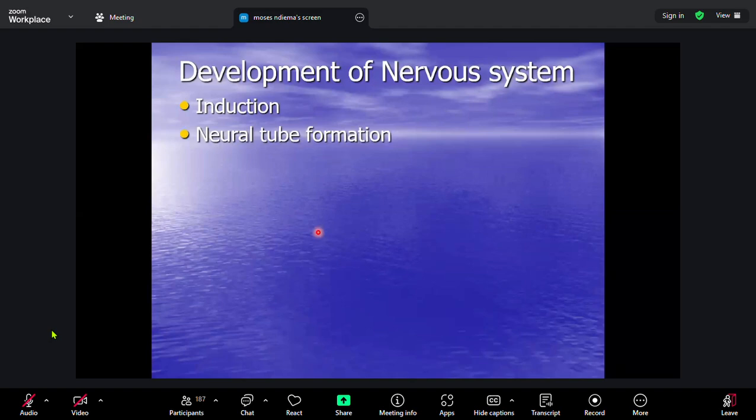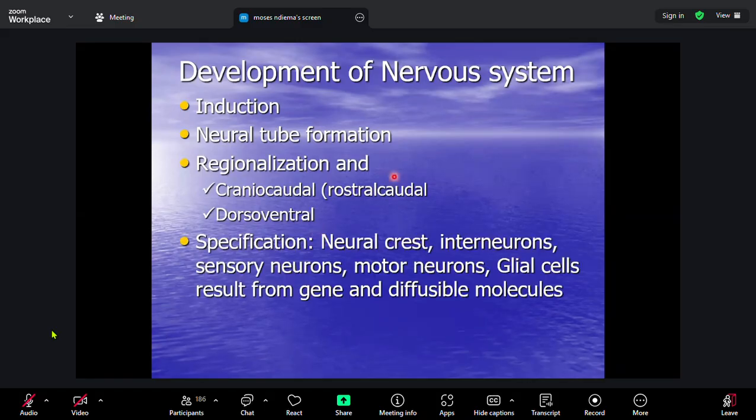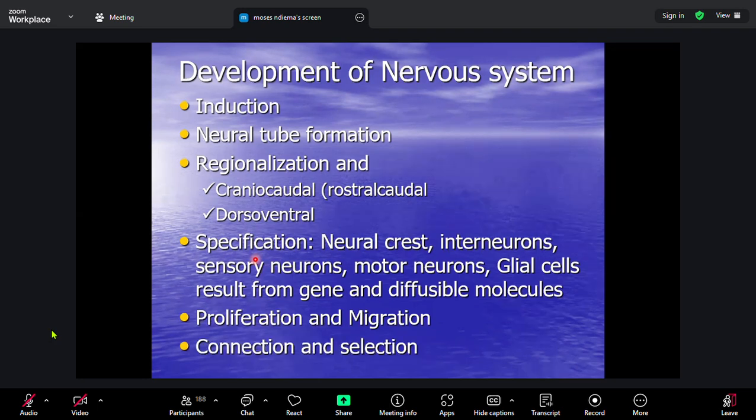Just to summarize, we had induction, formation of the neural tube, regionalization, and also the specification. Craniocaudal, we talked about homeobox genes. Dorsoventral, on the dorsal part, we talked about bone morphogenetic protein. On the ventral part, we talked about sonic hedgehog. Specification of the cells after migration, proliferation and migration, connection and selection.